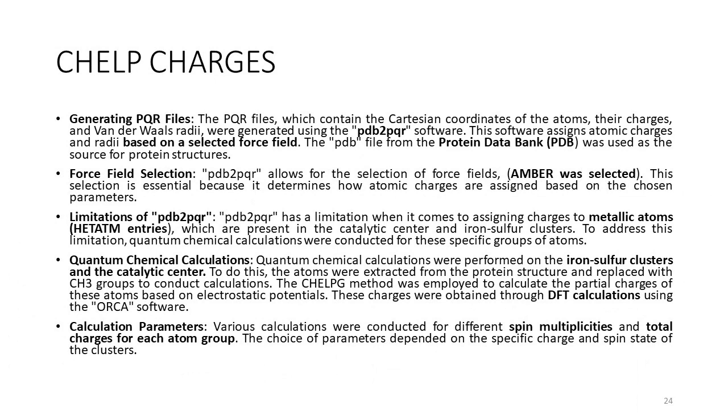So, in order to resolve the problem of assigning charge to the metallic atoms in the catalytic center and the iron-sulfur clusters, what I did was obtain the charge using DFT calculations with Orca. Some of the parameters that I used to perform this calculation were different spin multiplicities and total charge for the catalytic center and for the iron-sulfur clusters. And the choice of the charge that I then calculated with Orca was based on the lowest energy results. Those were the values that I used to modify the parameters of the AMBER file and then calculate the partial charge in the software PDB to PQR.